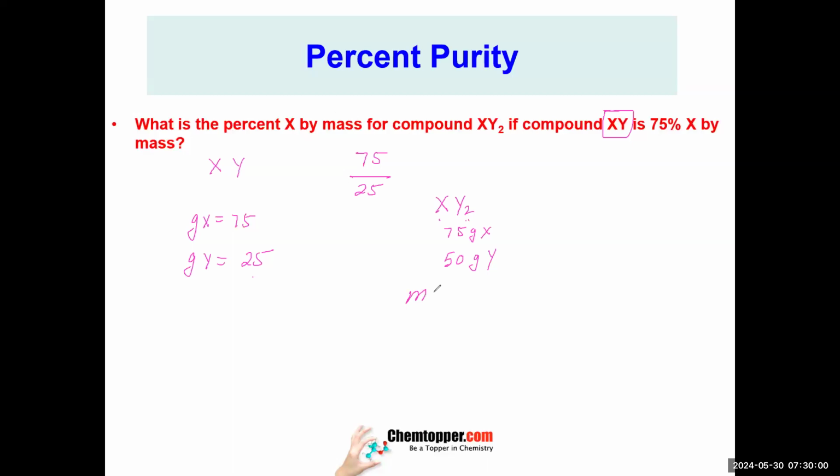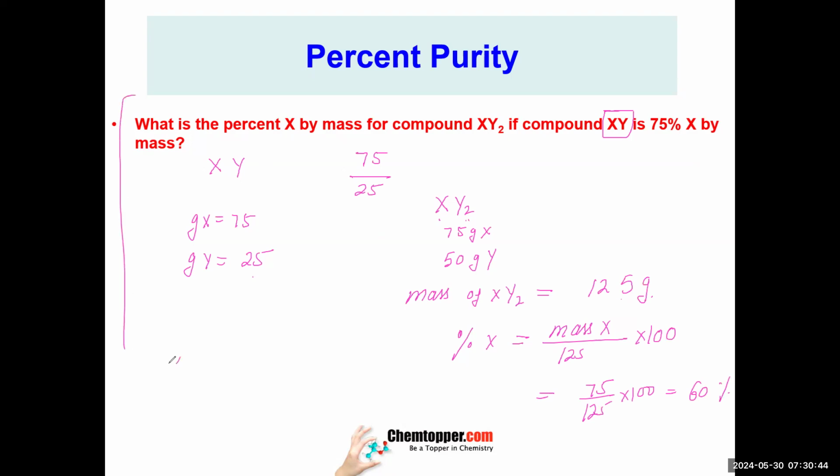So what is the mass of XY2? Mass of XY2 will be the sum of these two, which is 125 grams. So what's the percent of X in this 125? It is the mass of X divided by total mass of the sample, 125. Mass of X divided by 125 multiplied by 100. Yes, and the answer is 75 over 125 times 100. You people are smarter than me doing calculation very fast. See, this is just mathematics, right?